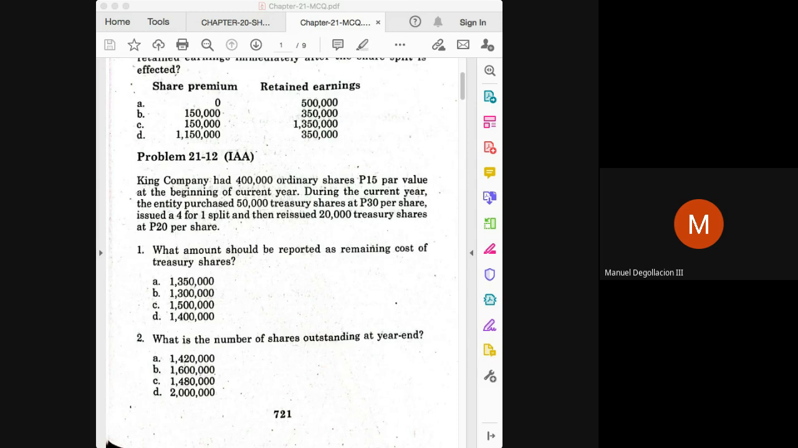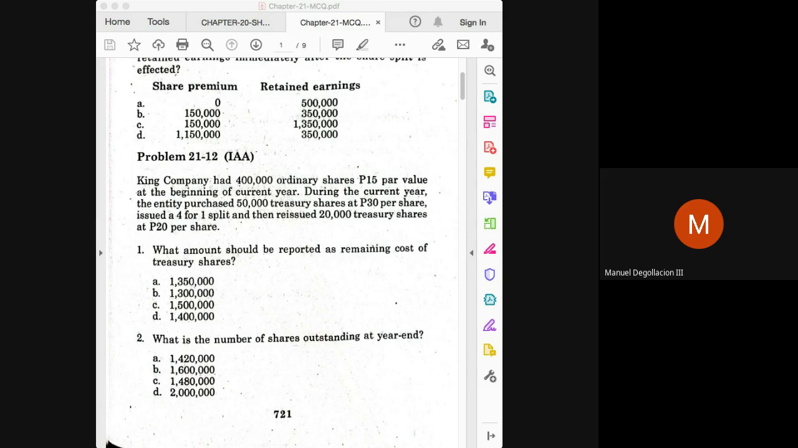And that makes sense because if you give dividends to treasury shares, it's as if you're just giving dividends to yourself, because who will be considered the shareholder or the holder of the treasury shares?